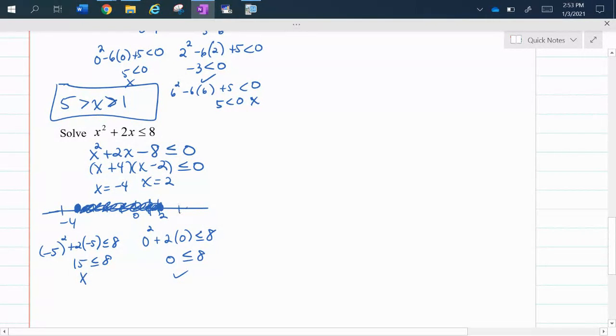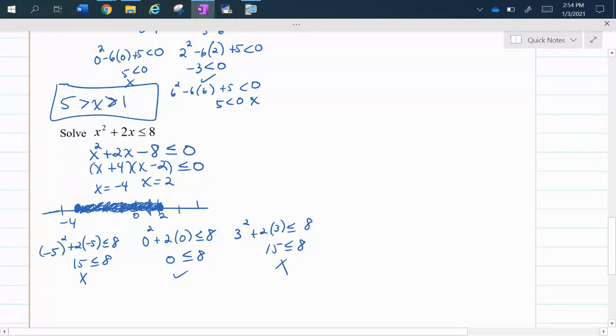And then I'm going to pick a number that's bigger than 2 and plug it in, like 3. So I'm going to plug in 3 into the original inequality to see if I get a true statement. And I get 9 plus 6, which is 15. 15 is less than or equal to 8. That's not true. So it looks like, once again, my solutions are in between the two boundaries.